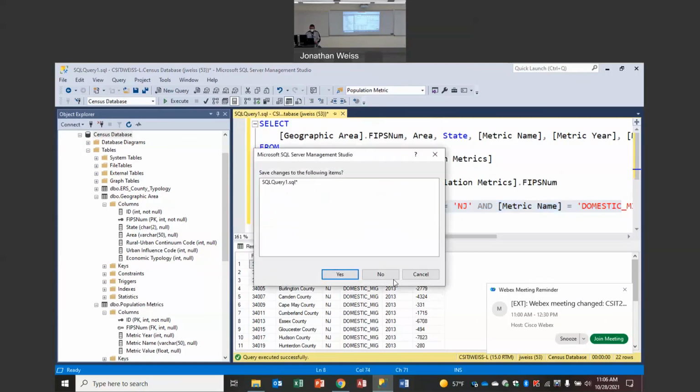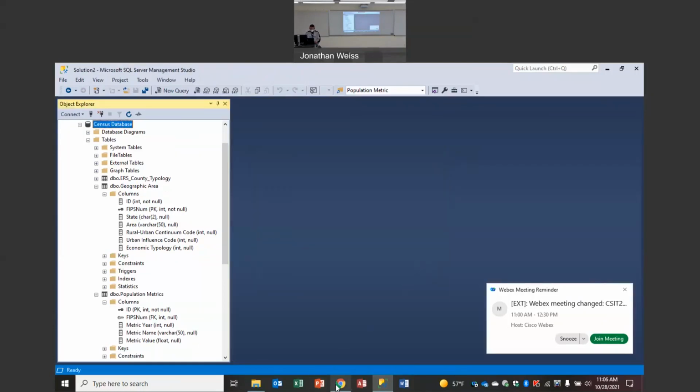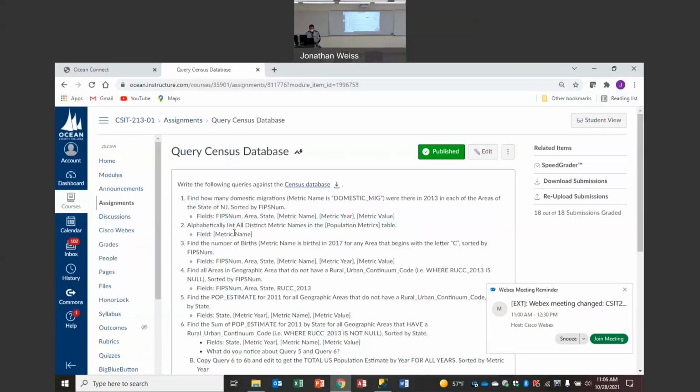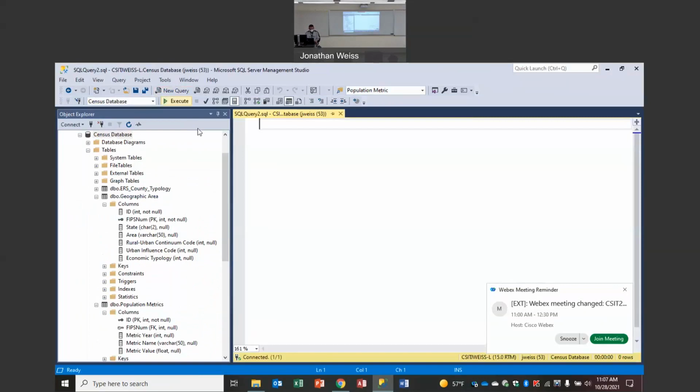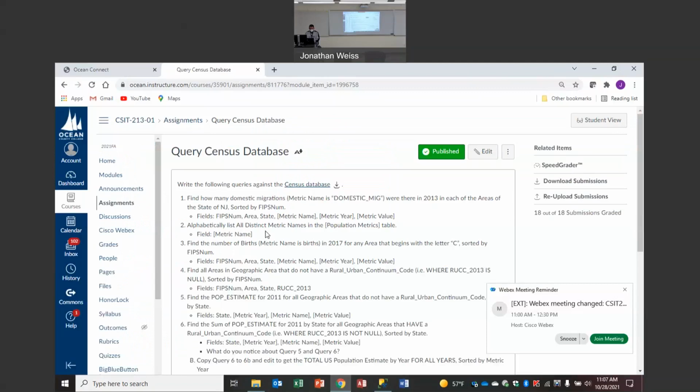Okay. So that's number one. Let's look at the second one. The second one says alphabetically list all distinct metric names in the population metrics table. And the only field we need here is metric names. So the field we need, you have to tell what field we need. We need metric names. Now, the other thing it says is we want the distinct metric names.